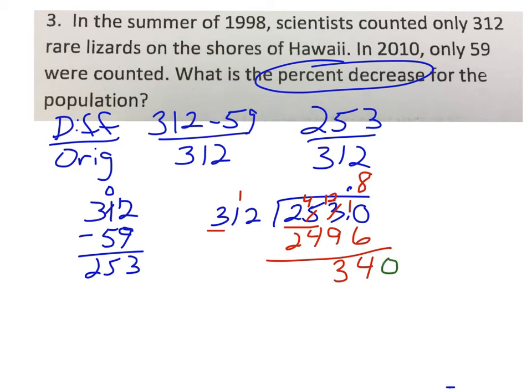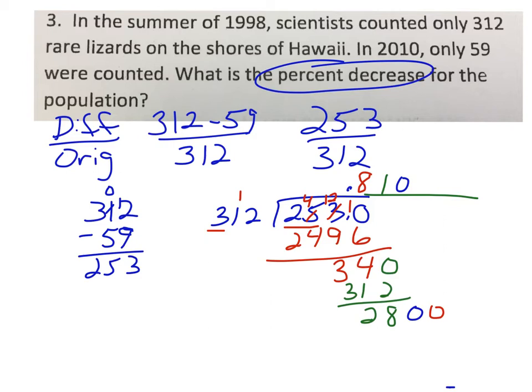And I do know, hey, that's pretty easy. That goes in there one time, and that's 312. Now I subtract, and I'm going to get 28. Now I do the same thing again. I add a 0. So when I add that 0, I only get a 0. It does not go into it. So again, I have to add another 0. And let's see what goes into that.